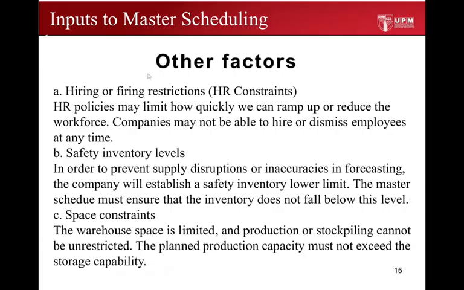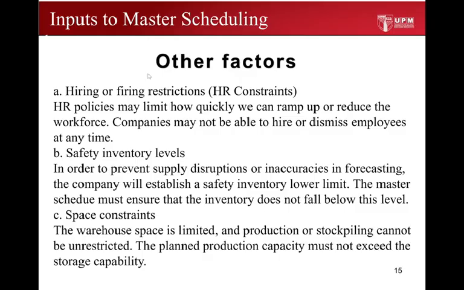Beyond this, we must also consider operational constraints. First, hiring or firing restrictions. HR policies may limit how quickly we can ramp up or reduce the workforce. Companies may not be able to hire or dismiss employees at any time. Next, safety inventory levels. In order to prevent supply disruptions or inaccuracies in forecasting, the company will establish a safety inventory lower limit. The master schedule must ensure that the inventory does not fall below this level.